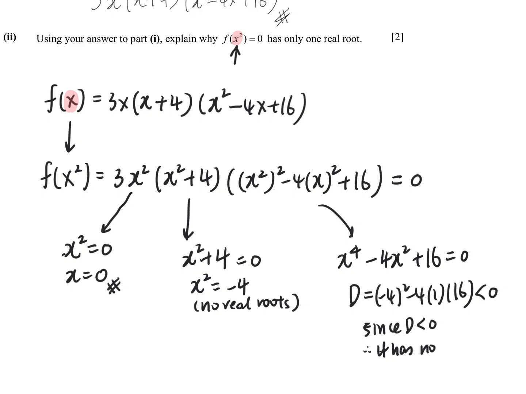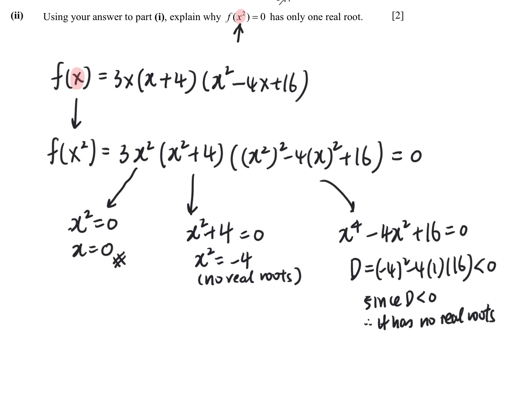Can we square root the entire thing? We can't square root the entire thing. But when you try to solve this quadratic, it has no real roots. So this one, no real roots. There's only one real root here. Therefore, f of x squared equals 0 has only one real root.